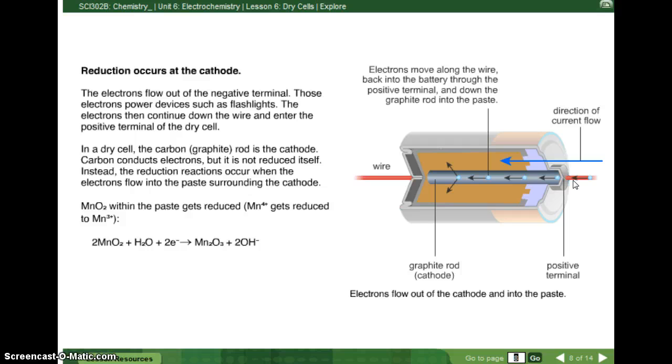Carbon conducts electrons, but it is not reduced itself. Instead, the reduction reaction occurs when the electrons flow into the paste surrounding the cathode. So the electrons have to go back in this end, but then they go into the paste and they get reduced. Manganese dioxide within the paste gets reduced. So manganese +4 gets reduced into manganese +3, which is why we have a 3 there. And so that's happening in the paste. It's kind of like there's an extra step going on inside your dry cells. Electrons flow out of the cathode and into the paste.